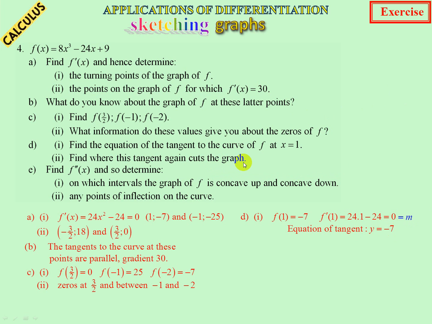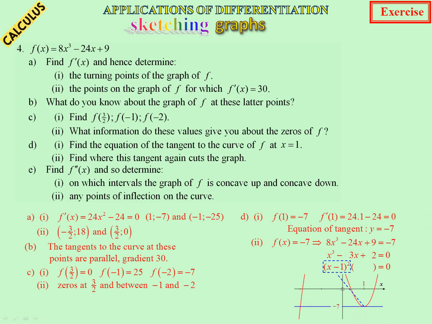Find where this tangent again cuts the graph. Have you seen this question before? Notice x minus 1 all squared, again because it touches there. It's a straight line, horizontal. Therefore, we can find the x values there. Minus 2, minus 7. Minus 2 because of that. Minus 7, well, it's on the line y equals minus 7.